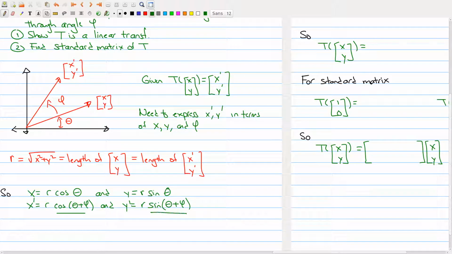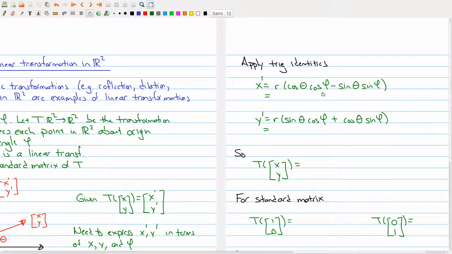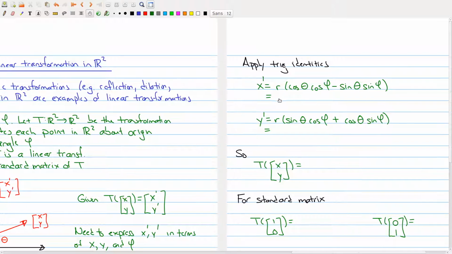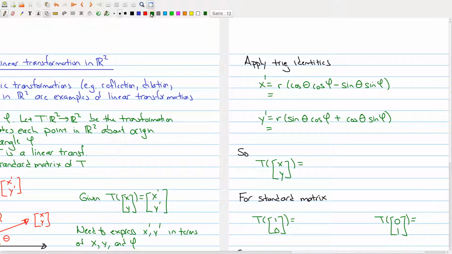This part here and this part here, I can use a trig substitution to replace them. And so this is the corresponding replacement. So x prime is equal to r times this expression. And if you expand it out, we get r cos theta r cos phi minus r sine theta r sine phi.